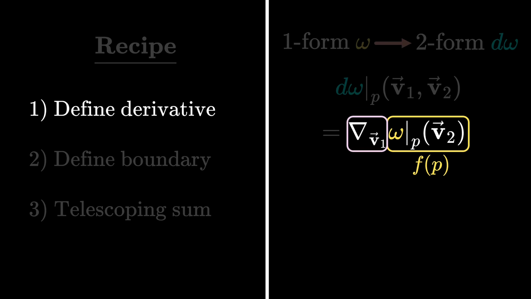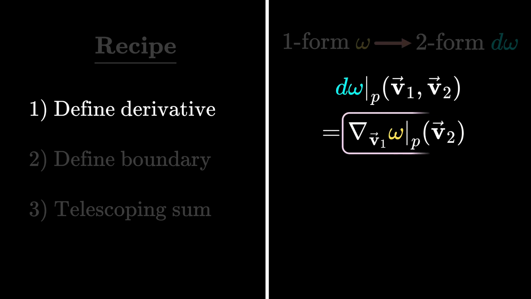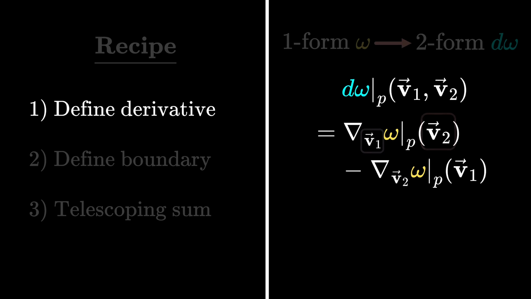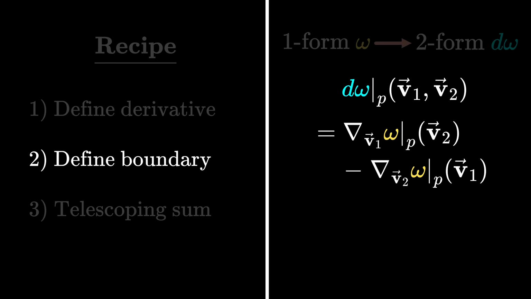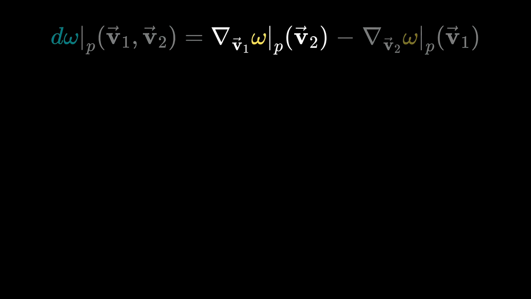However, differential forms should be antisymmetric in their arguments, and this isn't. So we make it antisymmetric by swapping v1 and v2 and taking the difference. This is all quite abstract, so let's visualize it in the second step where we define boundaries. Let's focus on one of the terms for now.